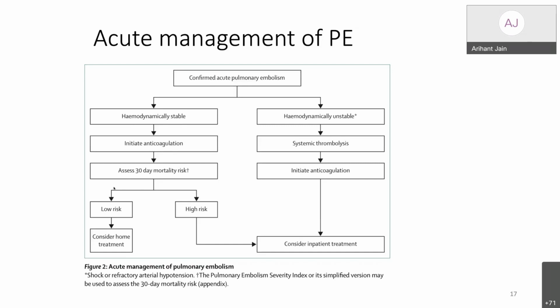But if the PESI score says that it is high risk, you have to consider an inpatient treatment for the next 2 to 3 weeks. Typically, you will have to shift the patient to the ward. And if the patient is hemodynamically unstable, which means that there is shock or refractory arterial hypotension, then typically you will use a systemic thrombolysis followed by anticoagulation. In all hemodynamically unstable patients, you will have to admit them to the ward. You just can't discharge from the emergency.